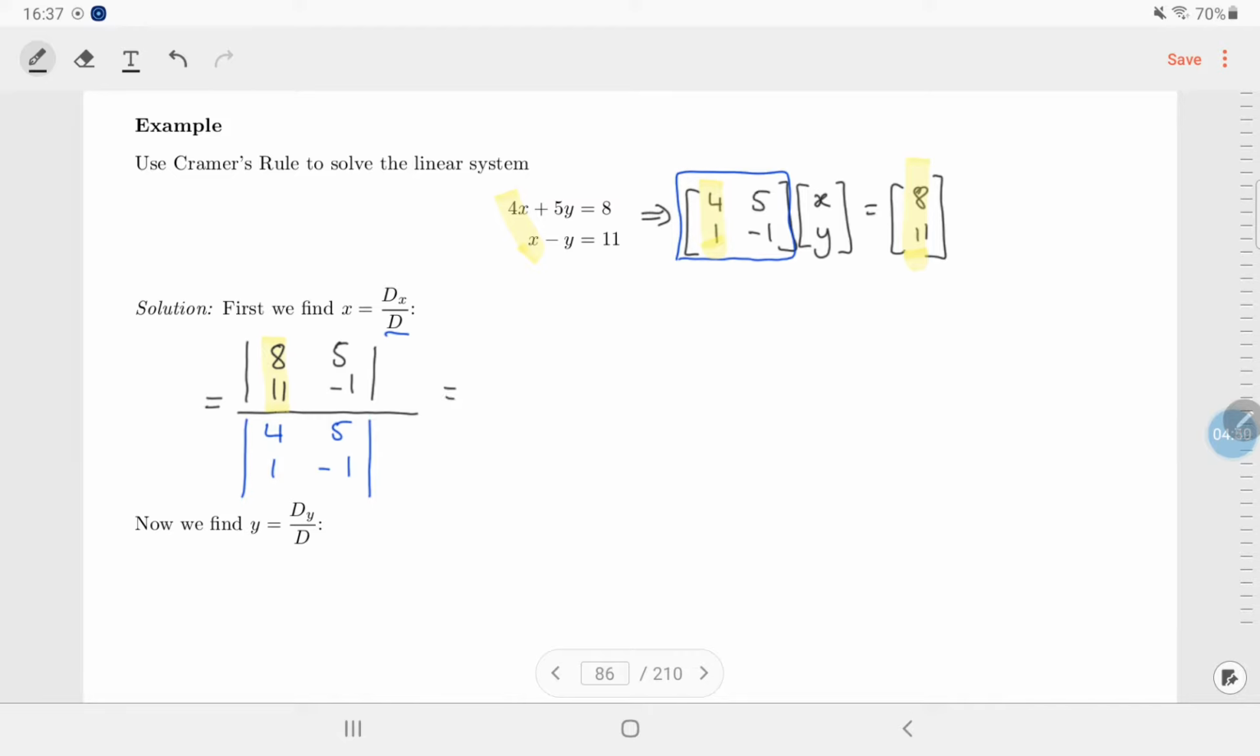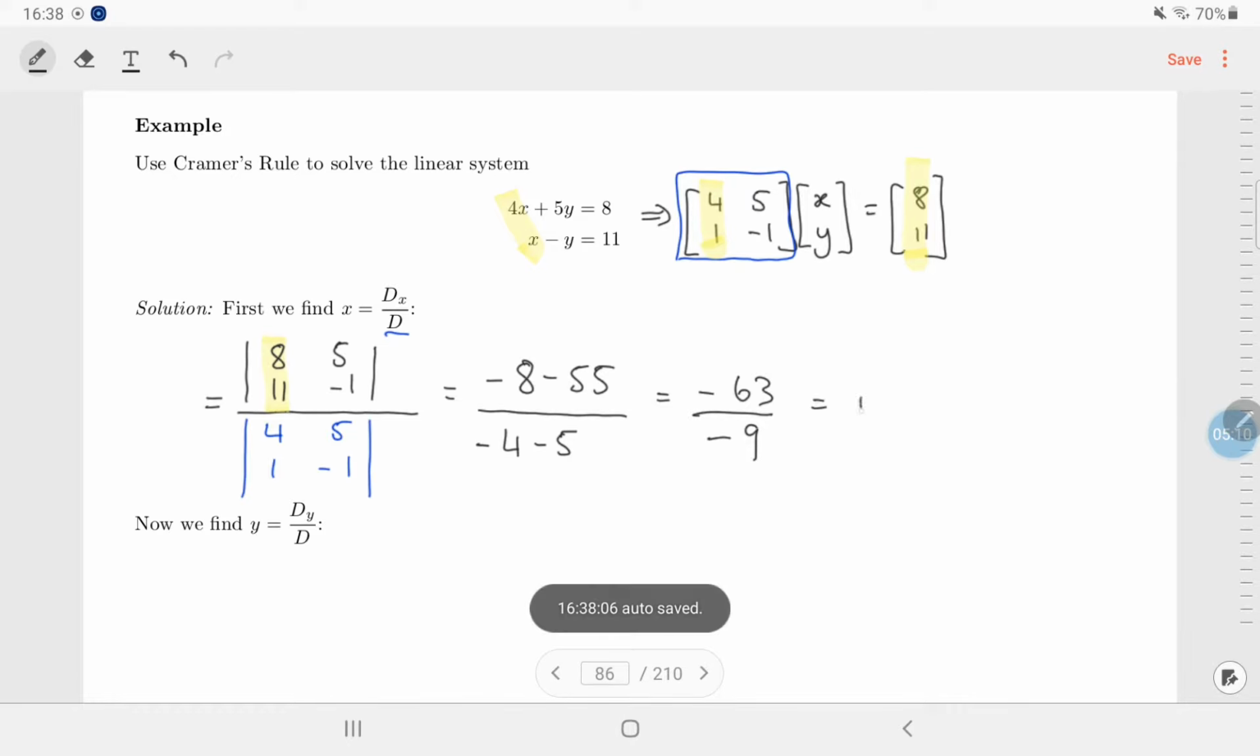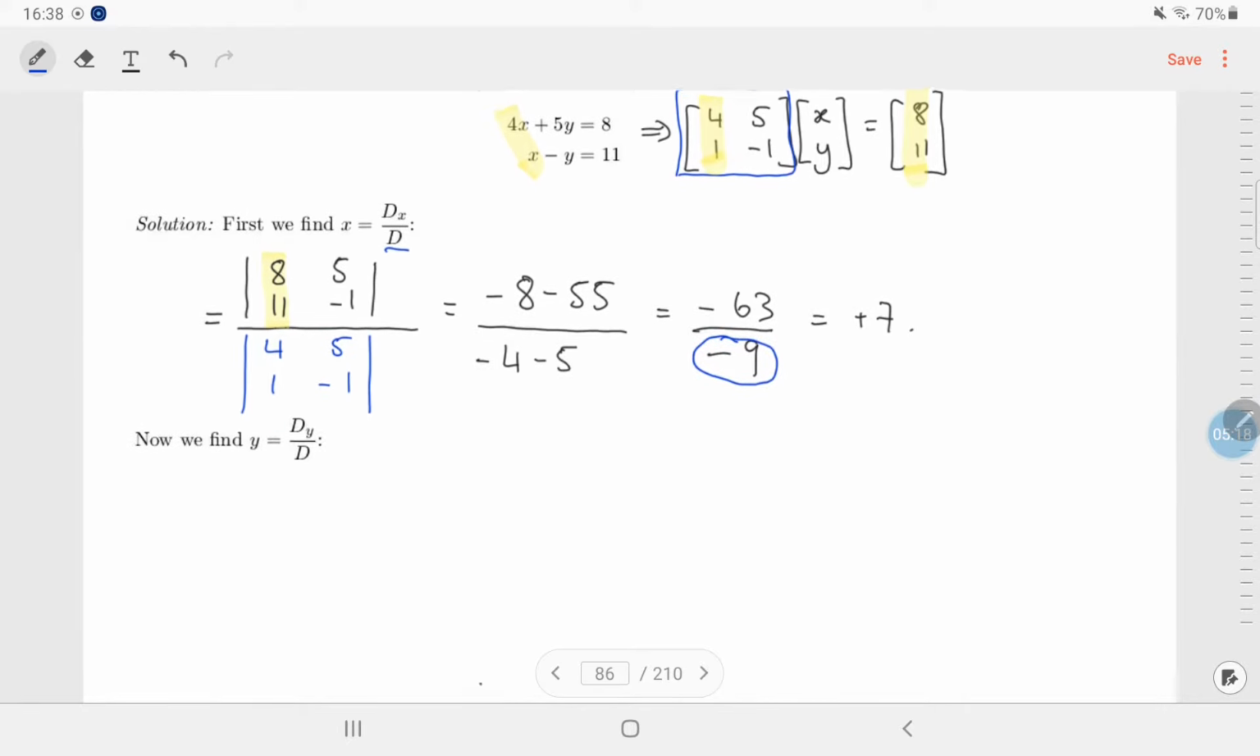It's right down diagonal minus left down diagonal. 8 by minus 1 is minus 8. Minus 5 by 11 is 55. And then down here we have 4 by minus 1, which is minus 4, minus 5 by 1 is minus 5. So we get minus 63 on top, minus 9 on bottom, and that's equal to plus 7. The determinant of the coefficient matrix pops up again in the next thing, so we'll keep that minus 9.